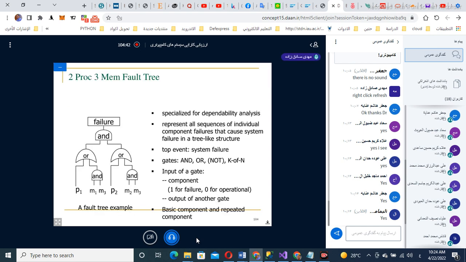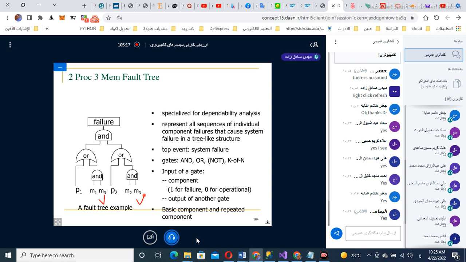Two processor, three memory fault tree. Because the two processors work in parallel, here we have both processors, but for example, we have a shared memory M3, shared between processor 1 and processor 2. But processor 1 has memory 1, and processor 2 has memory 2.